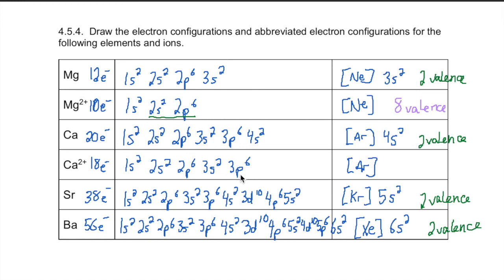So now its outermost electrons are in the 3 shell, and it has 8 valence electrons. So when the alkaline earth metals react, they like to lose 2 electrons and become +2 ions.